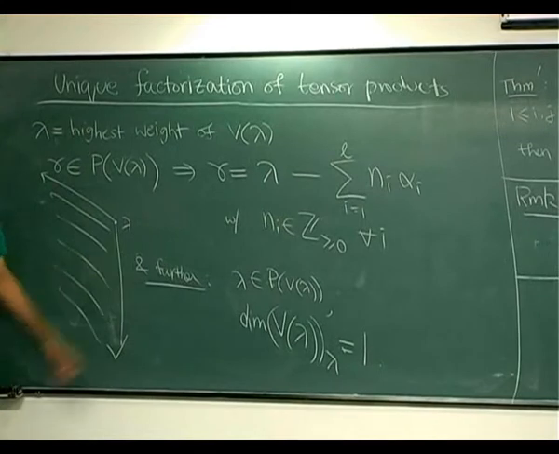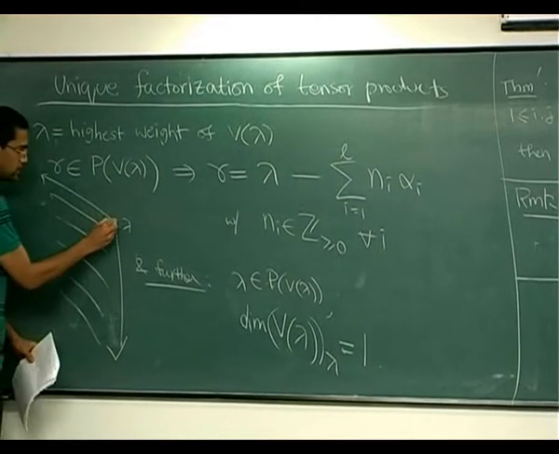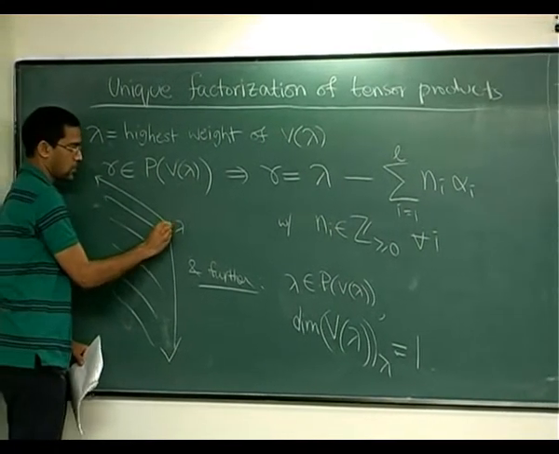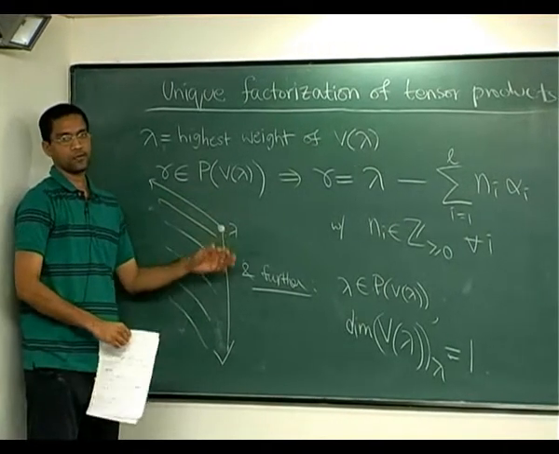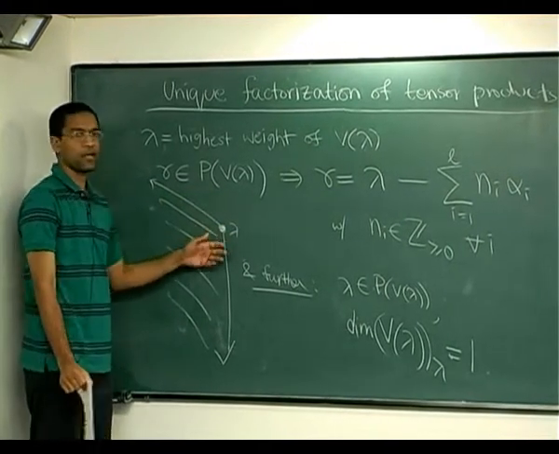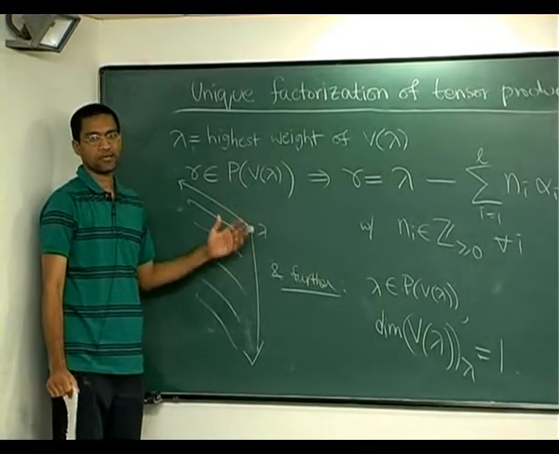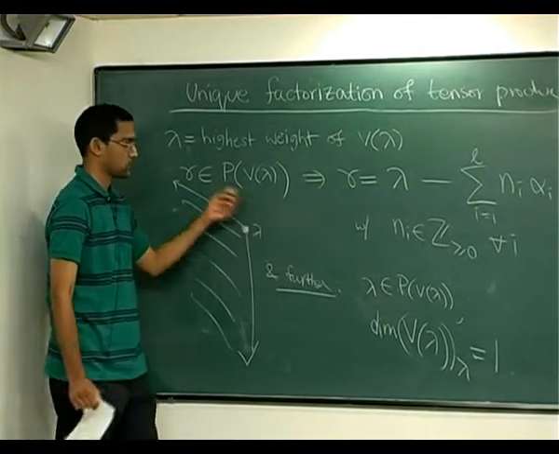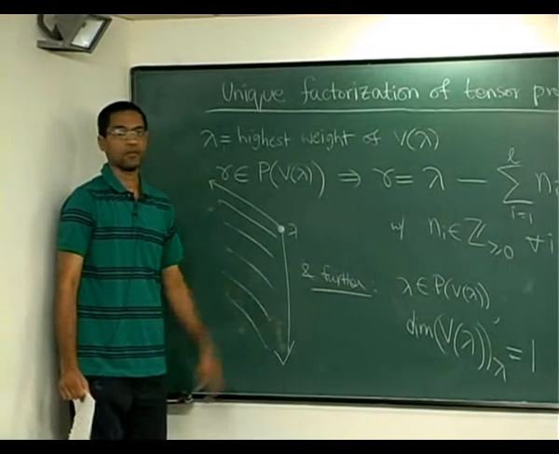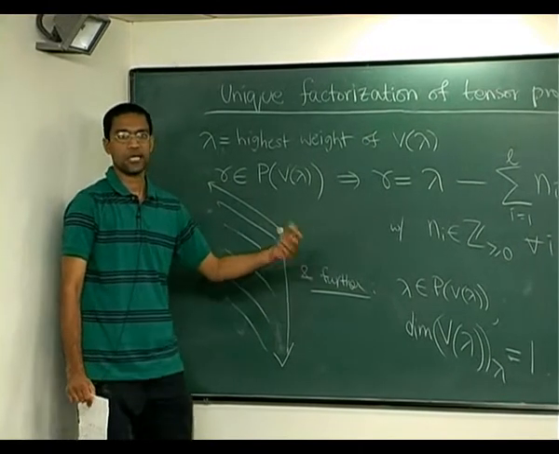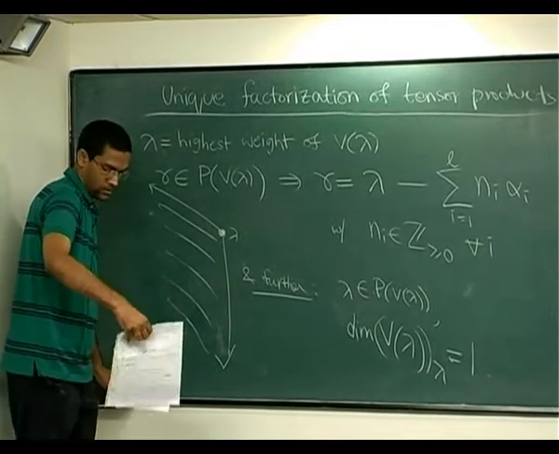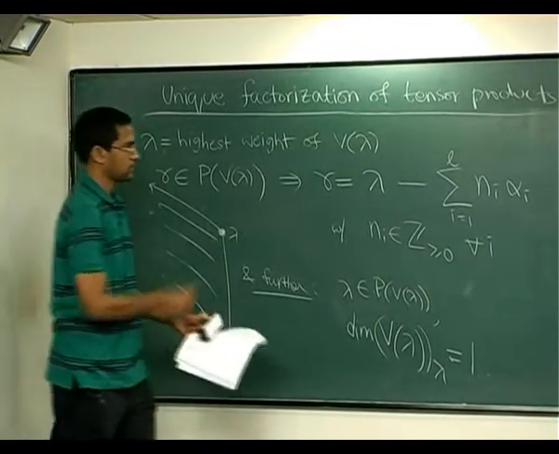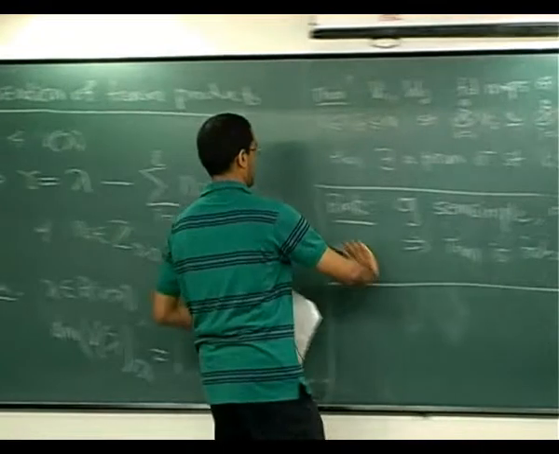Okay, so this is the structure of the module V lambda, which says that there is just a one-dimensional space of highest weight vectors, and there's lots more to the story. Every other vector in this module can be obtained from the highest weight vector by action of Lie algebra elements and so on. So it's a cyclic module generated by the cyclic vector. Okay, but these are the facts that I'm going to use.